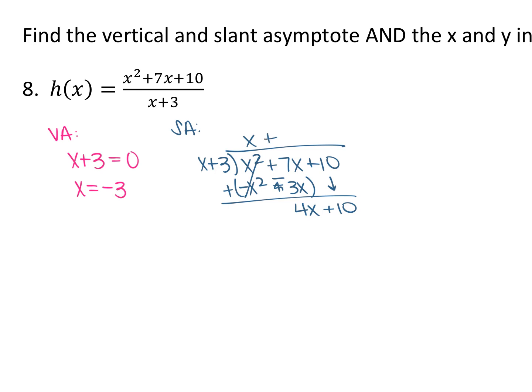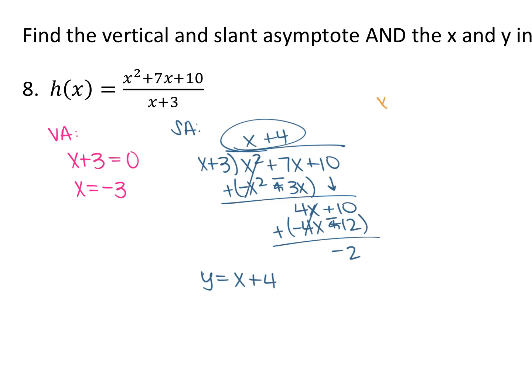The x times 4 is 4x. The 4 times 3 is 12. Subtract, distribute your sign. You're left with negative 2. Again, with your slant asymptote, the only thing that matters is the top part, which is that x plus 4. So set it equal to y, and you have y is equal to x plus 4.